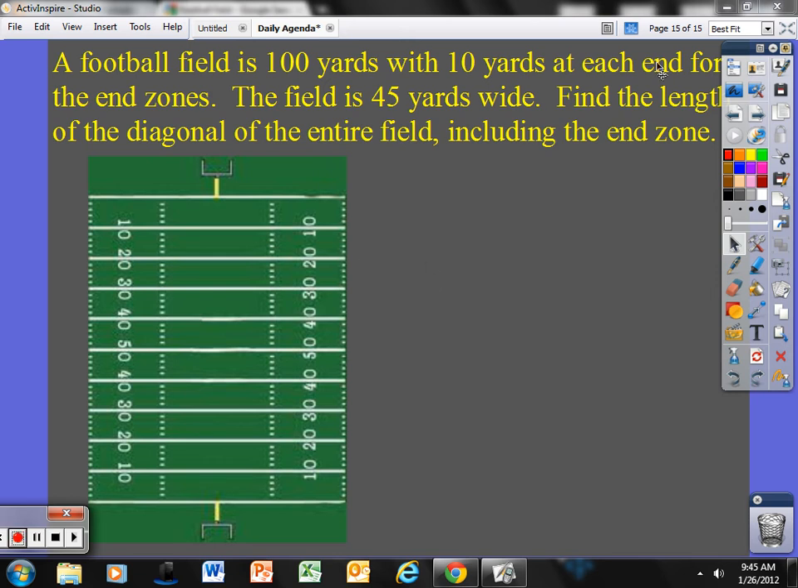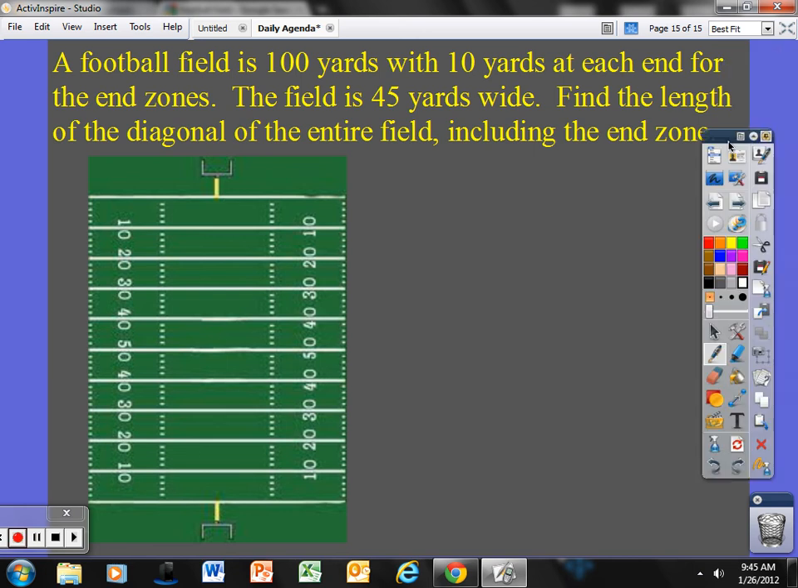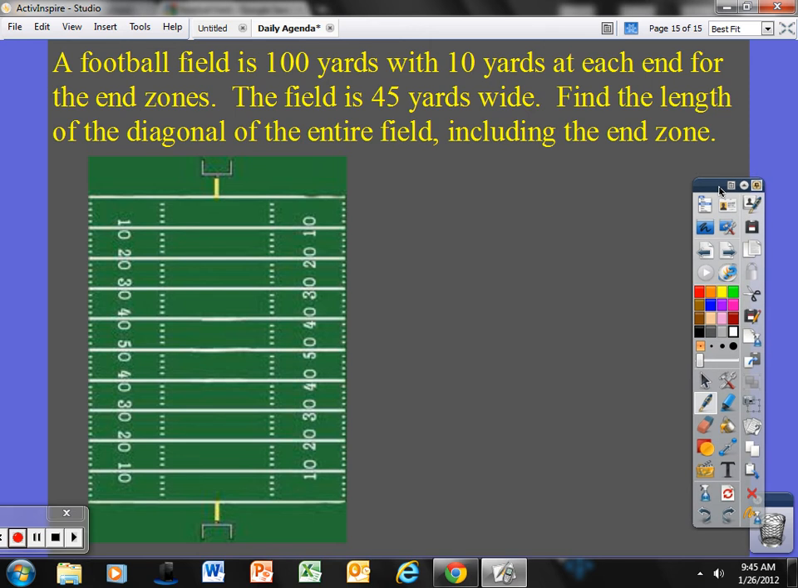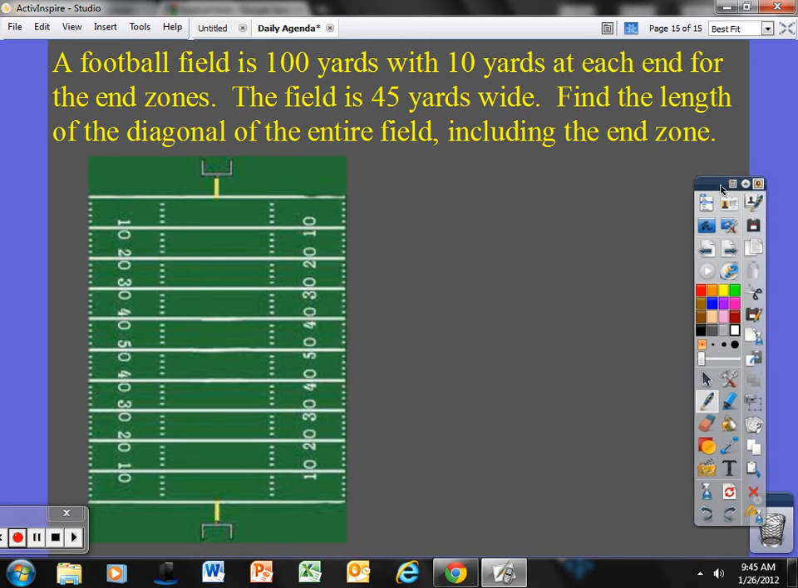So, let me see if I can get rid of this and move it out of our way for the time being. I have a football field that is 100 yards with 10 yards at each end for the end zones. The field is 45 yards wide. Find the length of the diagonal of the entire field, including the end zone.